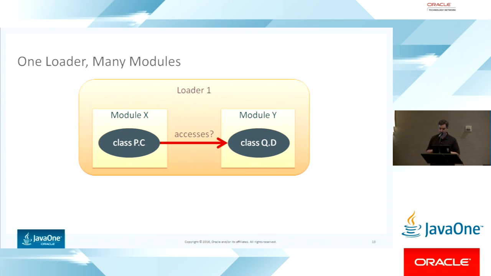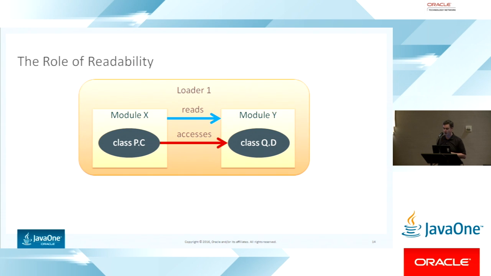Another goal of the module system is reliable dependencies, to replace the brittle, error-prone class path mechanism with a means for program components to declare explicit dependencies on one another. So in order for P.C to access Q.D, not only does module Y need to export package Q, but module X needs to somehow explicitly depend on module Y. The formal name for depends on is readability. Readability underpins accessibility in the Java language and VM in 9.